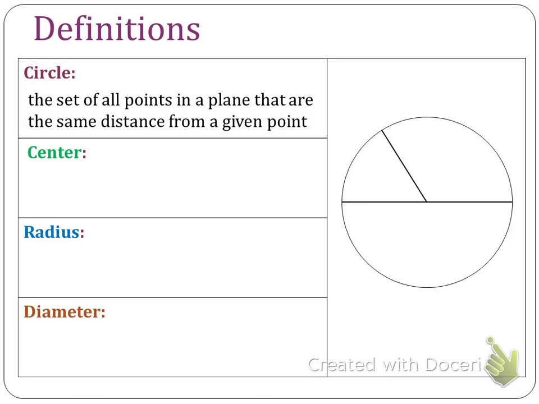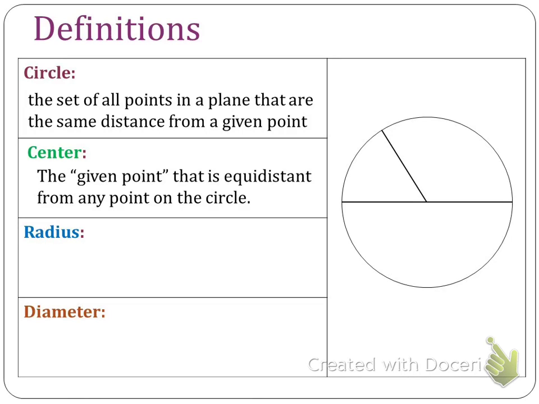So the precise definition is, it's a set of all points in a plane that are the same distance from a given point. That's how it's created. So the center is this given point that's equidistant from any point on the circle. I want you, in your picture, to darken the middle. Great. And let's put a capital C by it.